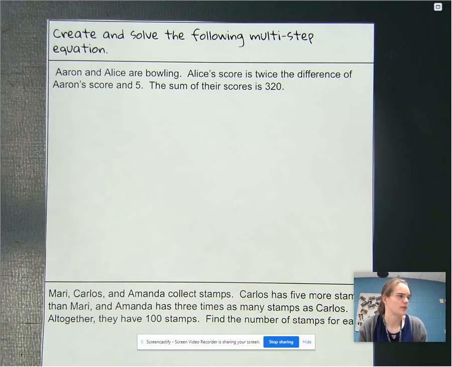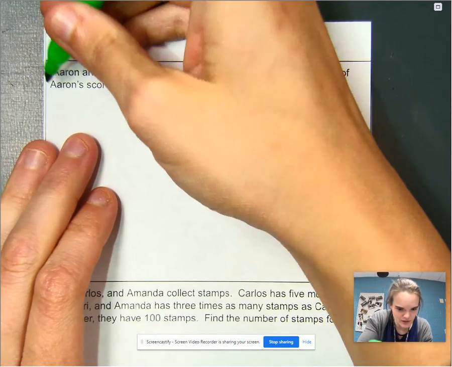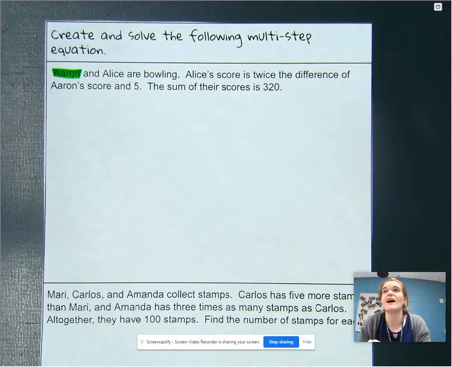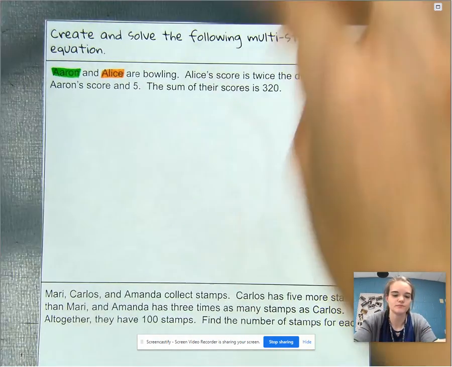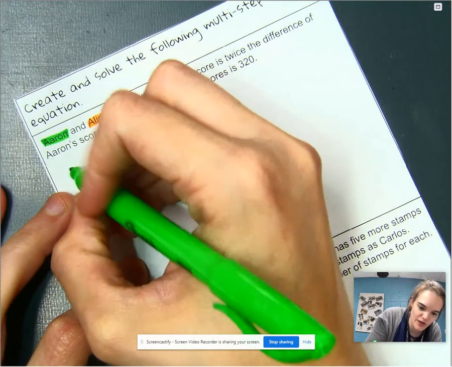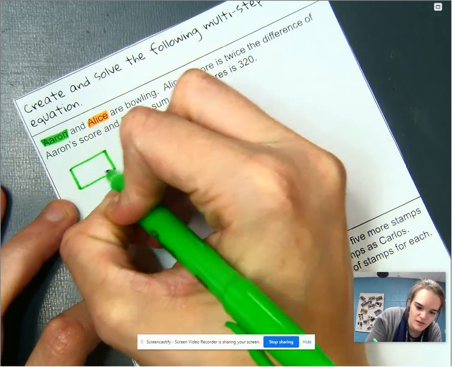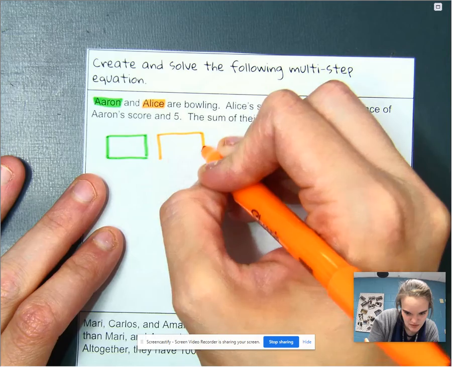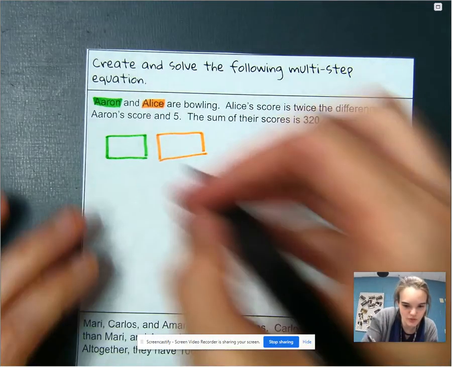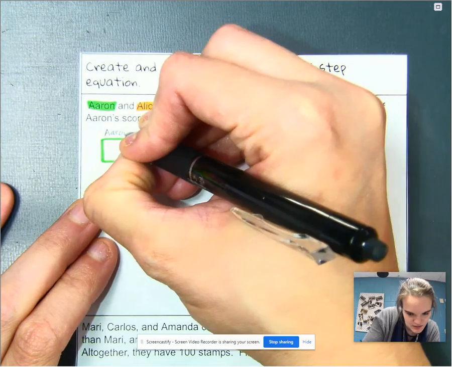Okay, so Aaron and Alice are bowling. Alice's score is twice the difference of Aaron's score and 5. The sum of their scores is 320. We are going to use our highlighters to notice important information. First of all, we have Aaron and we have Alice. And we're going to make information boxes. We are going to make an information box for Aaron and an information box for Alice. So just so we keep track, I got Aaron, I got Alice.